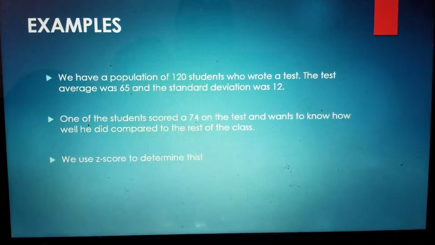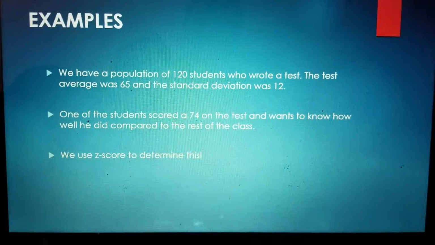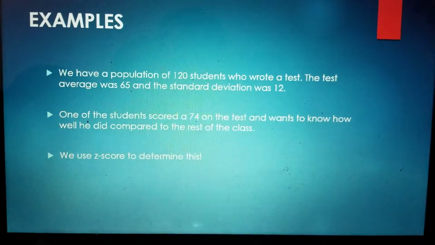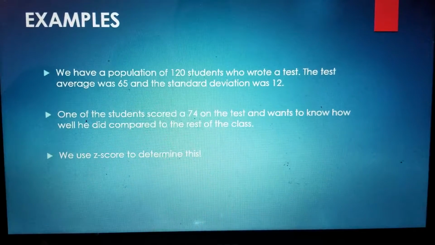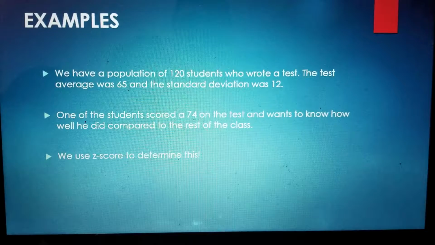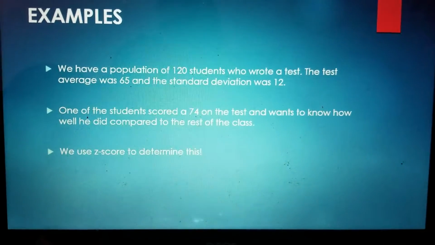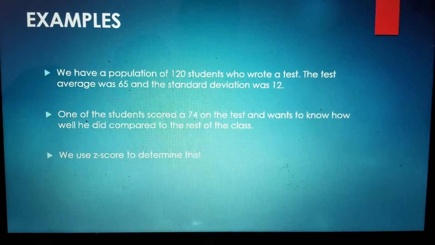So we have a population of 120 students who wrote a test. The professor grades the test and he finds out that the average was 65% and the standard deviation was 12. By 12 we mean 12 marks. One of the students scored a 74 on the test and wants to know how he did compared to the rest of the class.